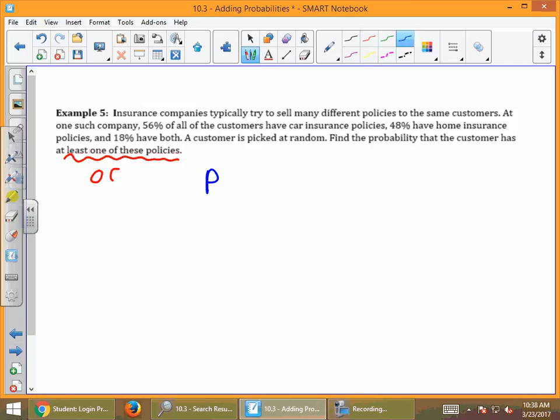The first probability is what kind of insurance? Car. Probability of car, plus the probability of the other one. What's the other type of insurance? Home. Minus the probability of both. So let's do probability of both, car and home.